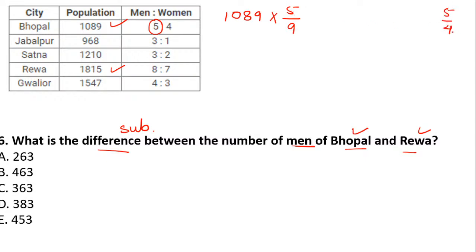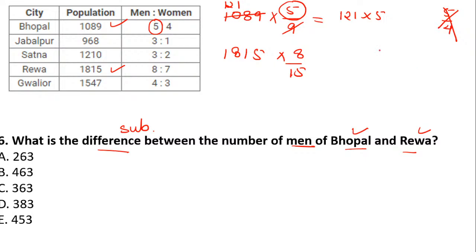5 upon 4 we cannot write. If you want to find the number of men, you need to multiply it by 5 and you need to add these two numbers. So here when we do like this, it will be 1089 into 5 by 9. It will give you 121 into 5. Okay, this is when I cancel, it will be 121. Okay, let's write it like this only. Let's take the value of Riva. The question is asking of Riva. 1815 into, now students tell me, what are we going to write over here? We are going to write 8 upon 15.